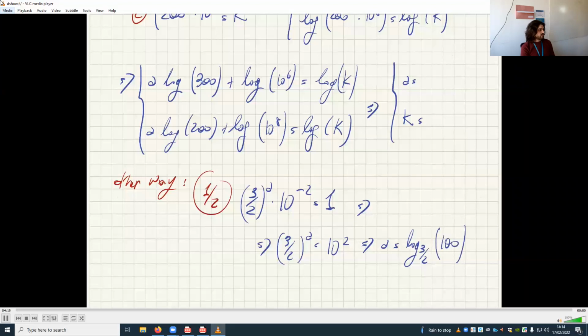Okay, this is the other way. So in this case, you can find a. Once you have found a, you go back into one of those equations and find k.